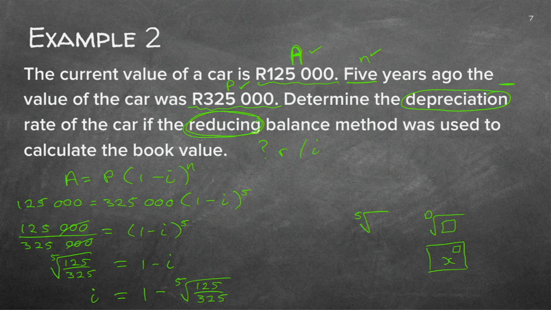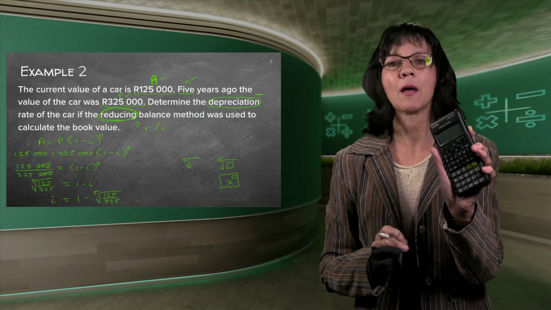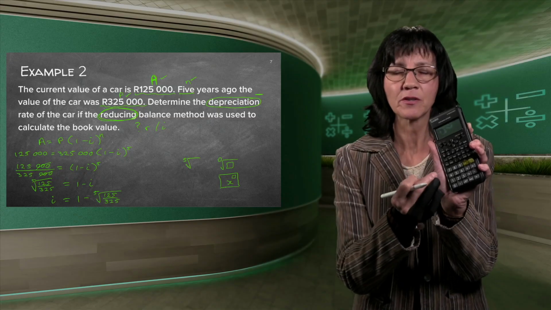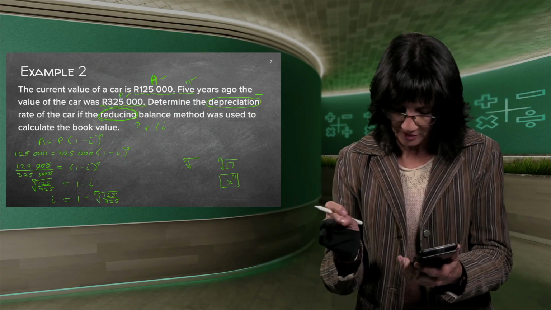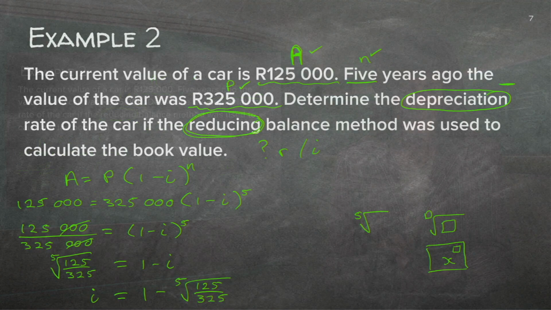There I've got a fraction. So on the inside of my square root, I click that fraction button here right on the side. And on the top, I click 125. I go down with my cursor, and I click 325, and I press the equal sign. And it takes very long, but it gives me 0.1739... I'm not going to even write the rest because I need to round off.